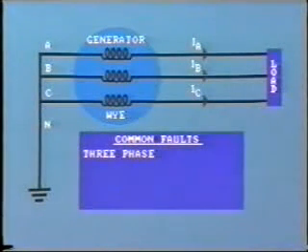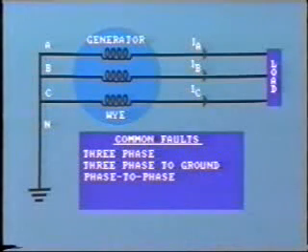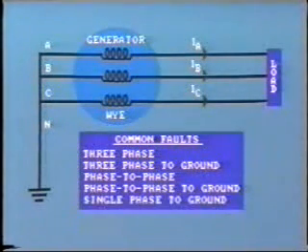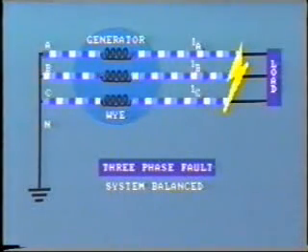Let's consider just what types of faults can occur. The most common are three-phase, three-phase to ground, phase to phase to ground, single phase to ground. With the three-phase fault, all three phases, A, B, and C, will be effectively connected together at the fault location, and a very heavy current will flow through the conductors, but the system will still be balanced.